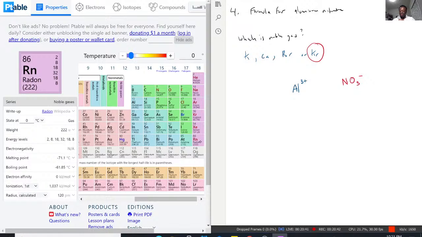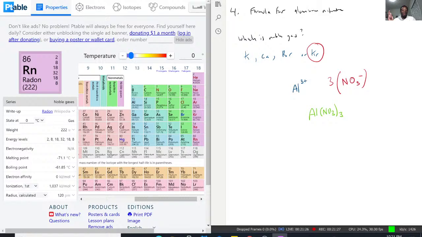Give me a quick second. Okay, I think we're stabilized enough. Like I was saying, because nitrate is NO3 minus, and since aluminum is 3 plus, we would need 3 of these in order to balance out the aluminum. So we actually have Al(NO3)3.